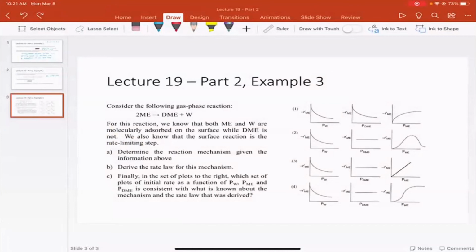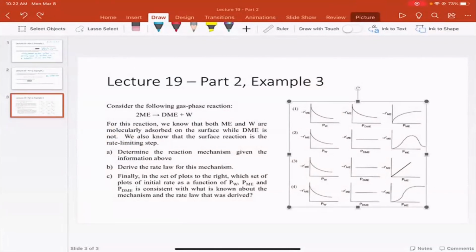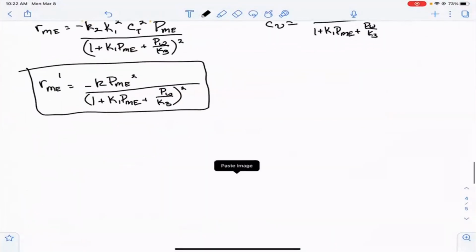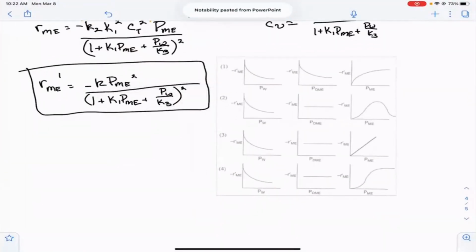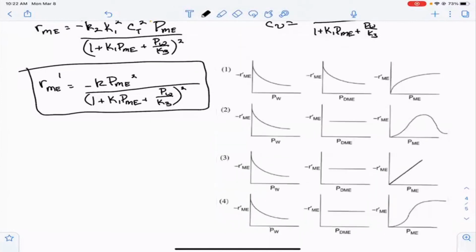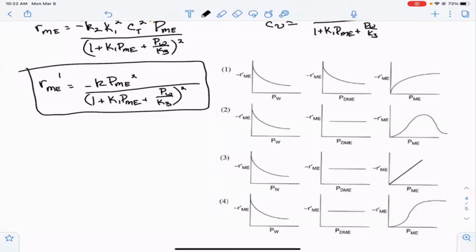All right, let's do the last part of this problem. The last part asks us to use these plots to the right and see which ones are consistent with our rate law. Let me paste this in so we can look at these side by side. What we're going to do here is determine which row accurately describes what's going on in this rate law.